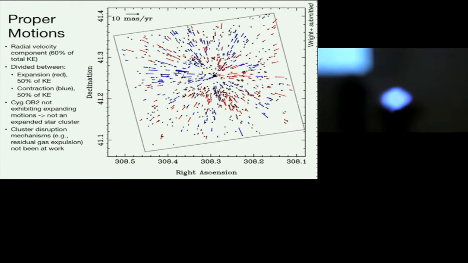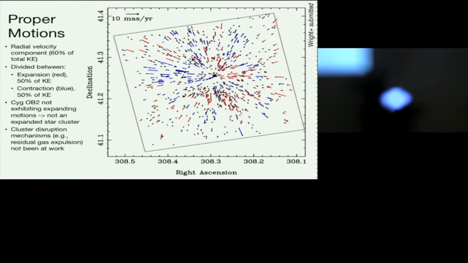In which case, we'd expect the majority of motions to be in the form of expansion. What we find is that the radial component of the proper motion is almost divided equally between expansion and contraction. You see them color-coded here, suggesting there's no preference for an expansive motion of this OB association. So Cygnus OB2 is not expanding in terms of a cohesive motion.